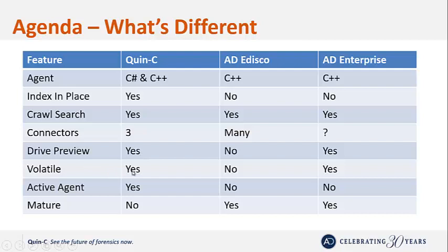Volatile, I should have said soon. I'll show you today how much of it is already enabled, but it hasn't been exposed in the UI, but that will come here in the next month or 2. Whereas eDiscovery really doesn't have that, and Enterprise does, and does a really great job of it, frankly. Active agent, and again, we're talking about the C# agent here.